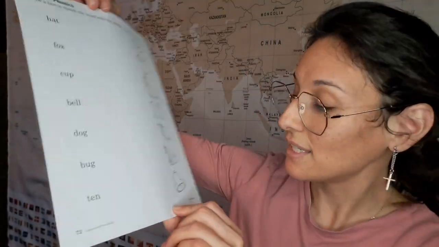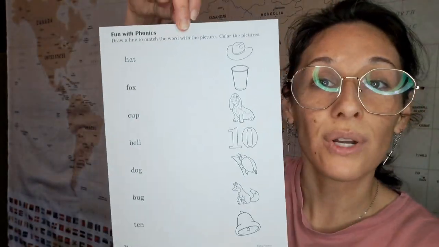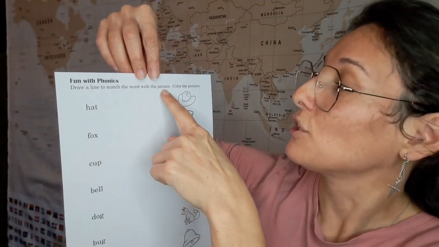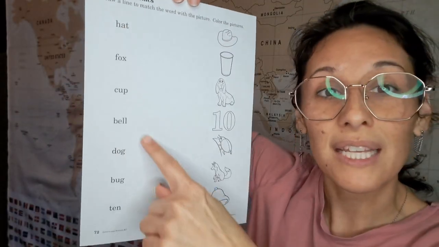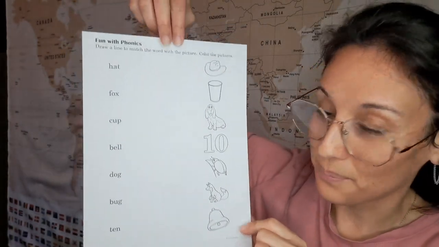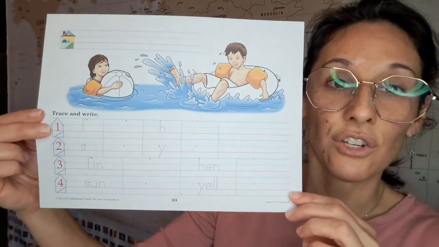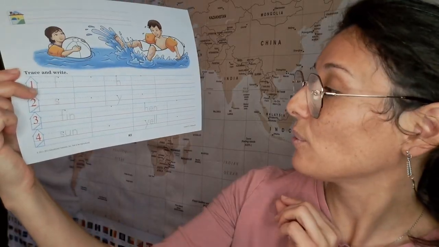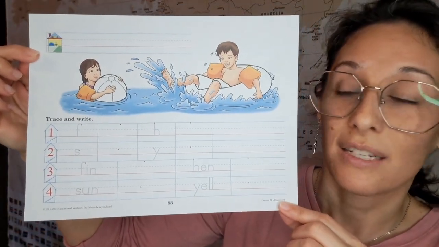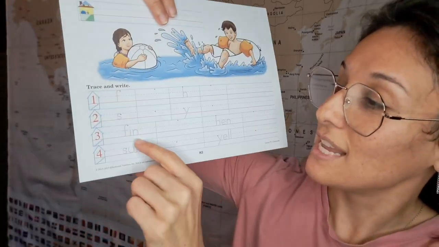Okay, and the back of the page is for extra practice, which is page 72. It says, Fun with Phonics. Draw a line to match the word with the picture. Color the pictures. So you can read these words and match them to the pictures on this side, and then you can color them. It's not a very big lesson today. Okay, and then you're going to do this page, which is page 83 in your Writing with Phonics book. Let's read these, shall we?